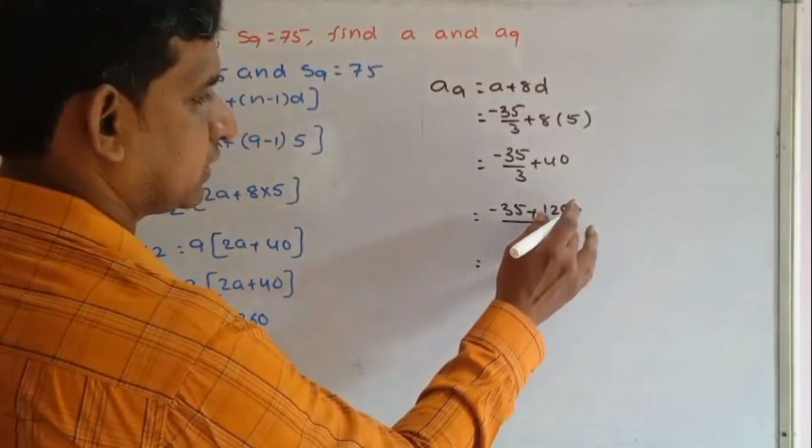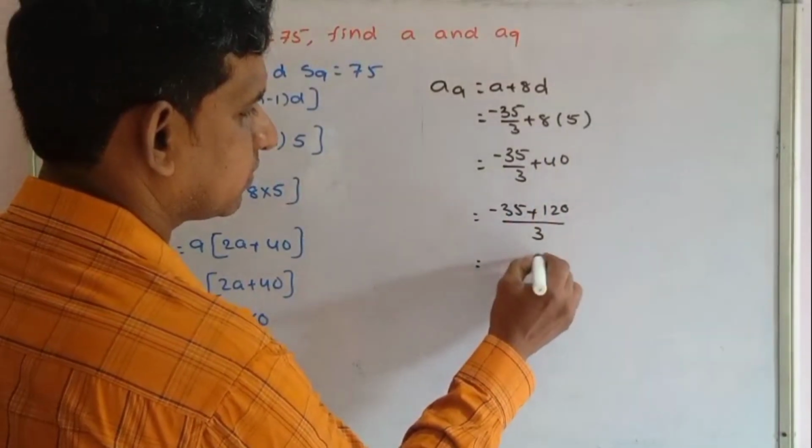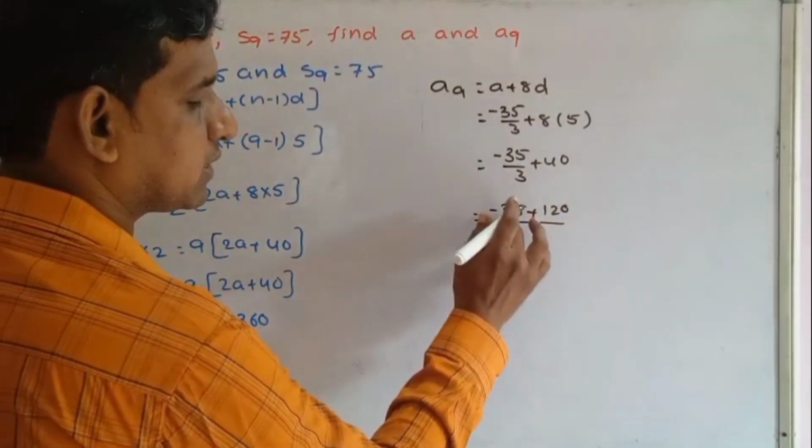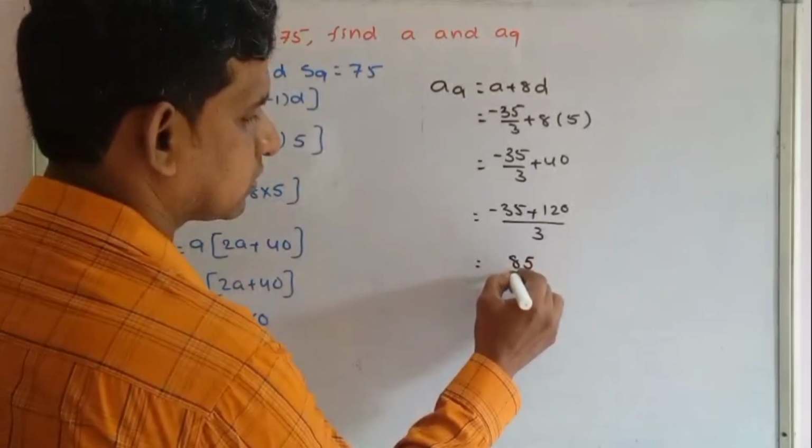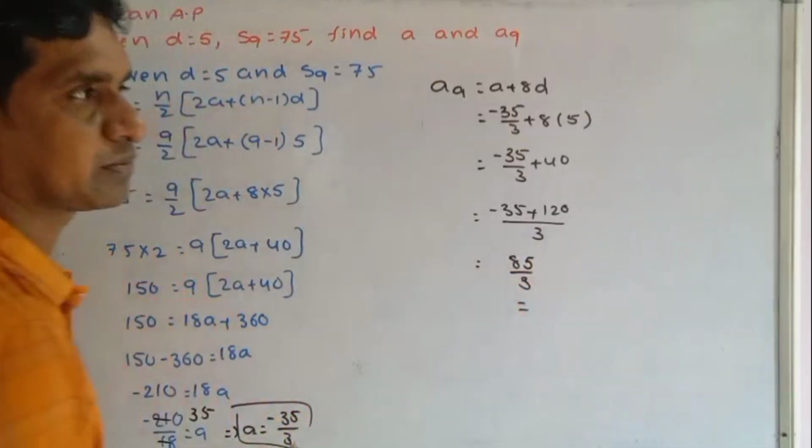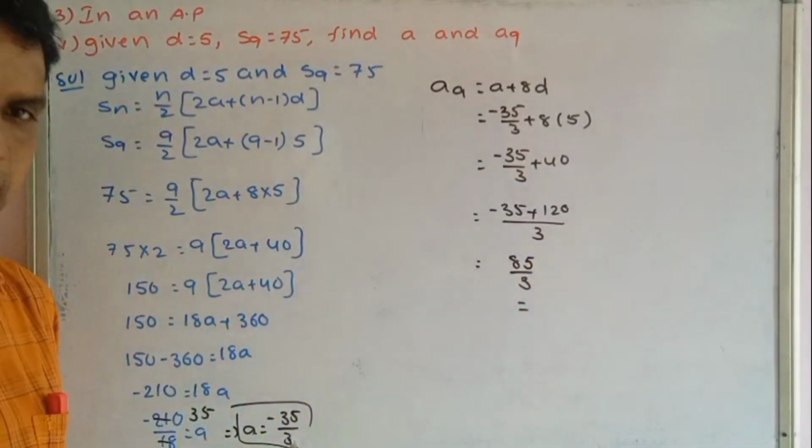Which equals to, see, 0 minus 5 is 5. So here 11 is there. 11 minus 3 is 8. So 85 by 3. So the value of A9 is 85 by 3.